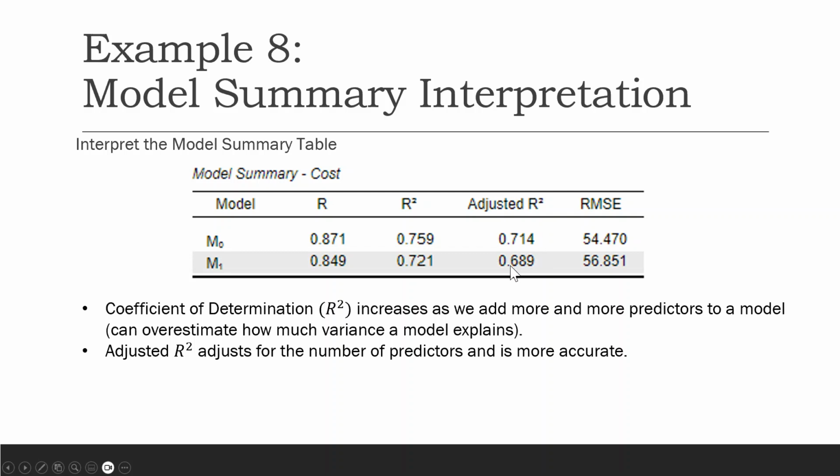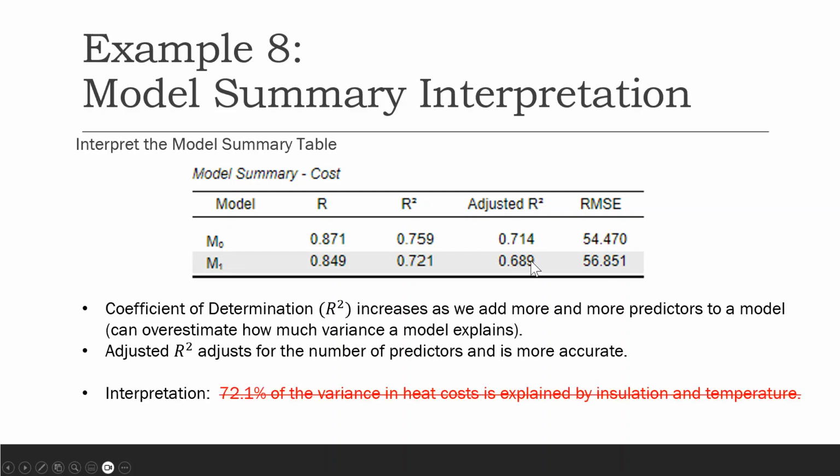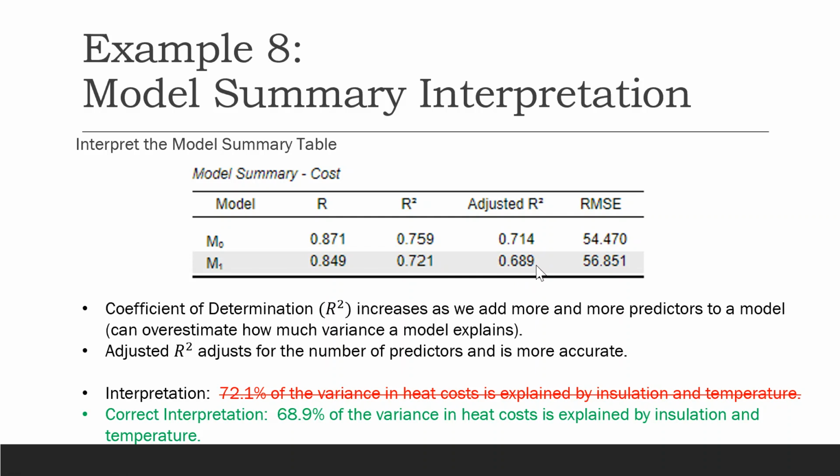And so our value here is 0.689. And so we don't want to interpret it this way and say 72.1% of the variance in our outcome variable, which is heat cost, is explained by our two predictors in our final model, insolation and temperature. We don't want to do that because that is your coefficient of determination, R squared. What we do want to do is interpret this 0.689. And so instead of 72.1, we'll say 68.9% of the variation in heat cost is explained by insolation and temperature. All right. So focus on the adjusted R squared.